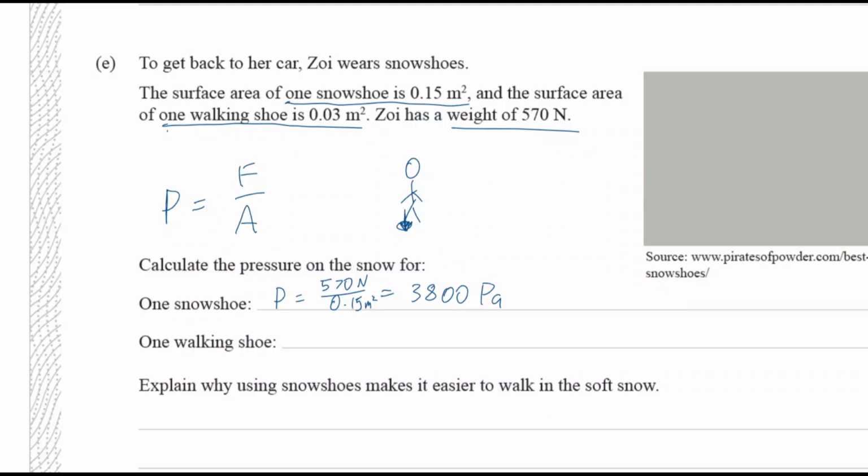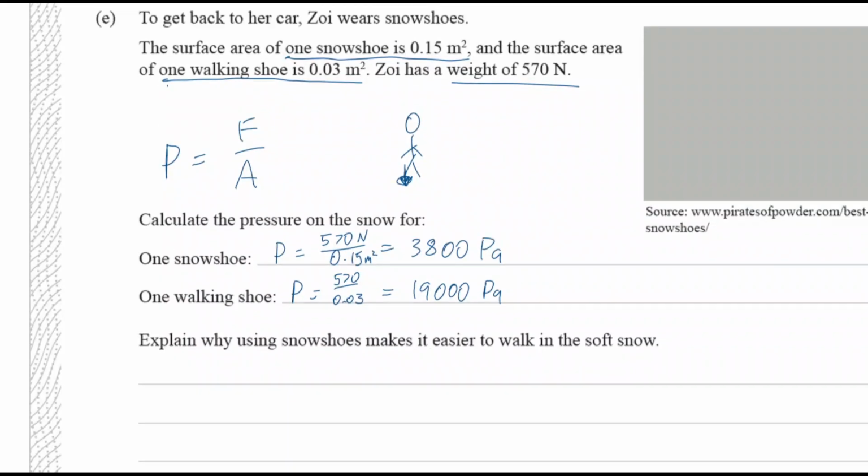Now, do we expect the pressure for a walking shoe to be greater or less? Right, same force, smaller area. So if the area goes down, we'd expect the pressure to go up. So let's just verify that. Pressure equals the same force over a smaller area, 0.03, gives us a pressure of 19,000 pascals. So that's significantly greater.